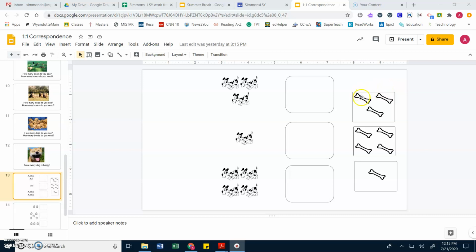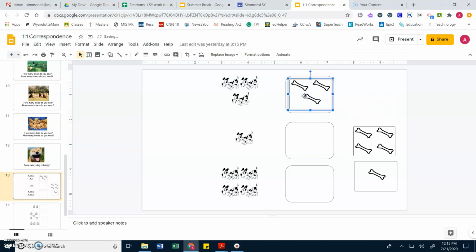Let's look at the first one. 1, 2, 3. There's 3 dogs. They each need a bone, so that would be 3 bones. So you are going to glue that here.